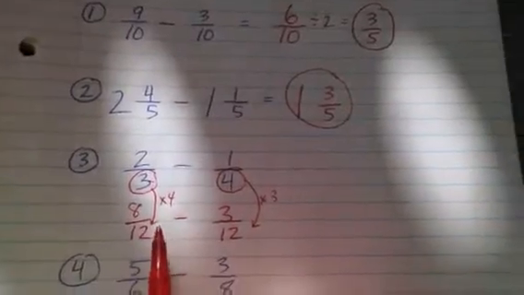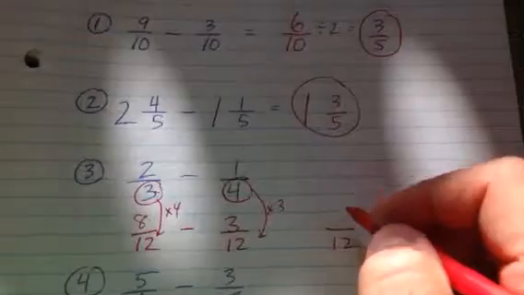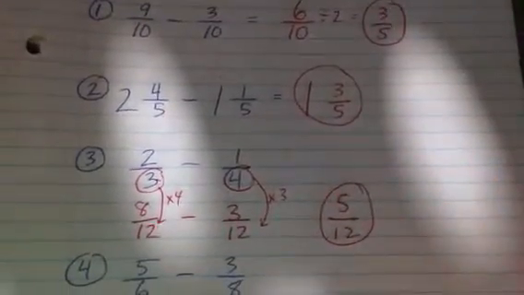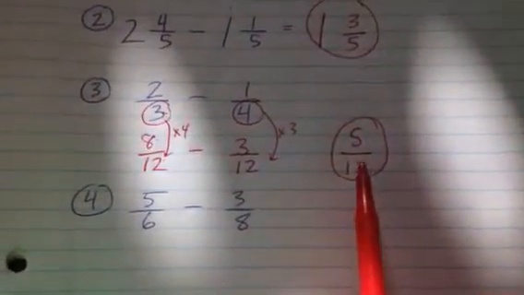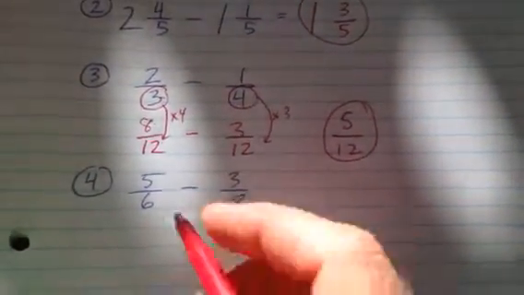So now we subtract. Now that they're both the same, we keep the bottom number and we subtract. 8 take away 3 is 5. And this fraction doesn't reduce, so that is the lowest terms. That's the final answer. Here we have two bottom numbers that are different.